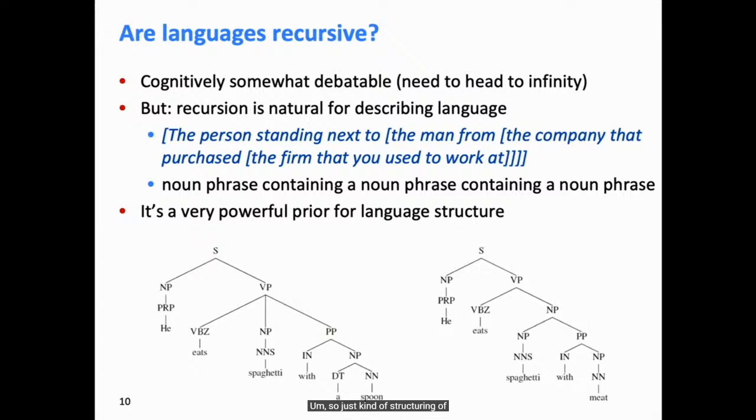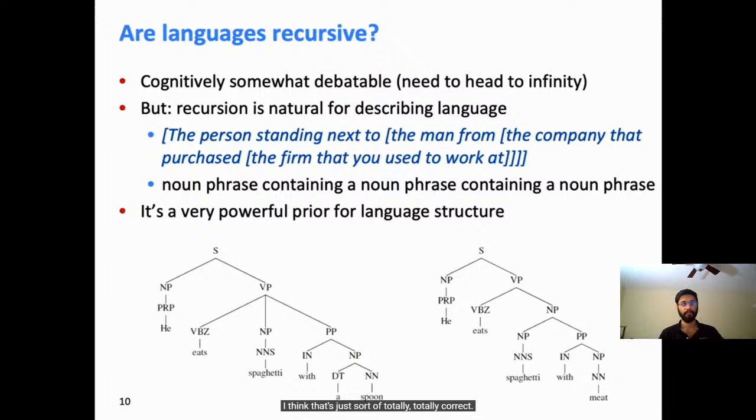So this kind of structuring of language, where you get this sort of hierarchical structuring with the same kind of things inside them, I think that's just sort of totally correct. The claim then that our language is recursive, in a formal sense, it's not quite clear that it's a clear thing, and that's the reason to say something is recursive, it has to repeat out to infinity, right? So as soon as you put any bound on something and you say, look, that's a noun phrase you just gave me with 5 levels of nesting, that's pretty implausible that someone is going to say that.